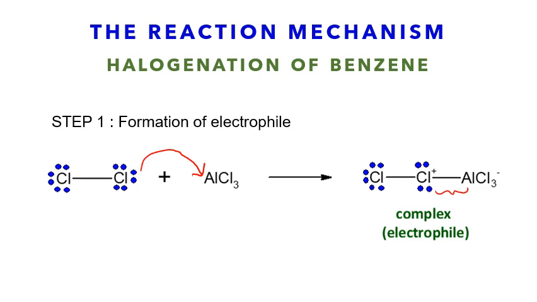So since the bonding form makes the chlorine lack of one electron, this makes the chlorine partially positive, which is chlorine form a positive one charge, while the aluminium gain one electron from the chlorine atom. So now it has one extra electron, so that makes the aluminium become partially negative or with one negative charge. So this complex form makes the product as an electrophile.